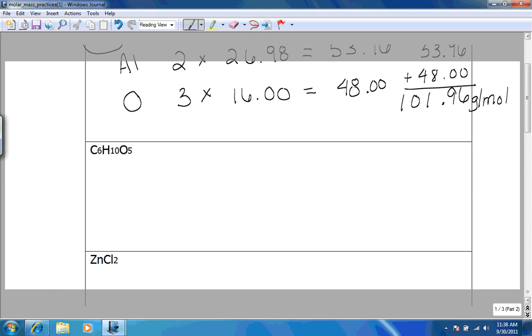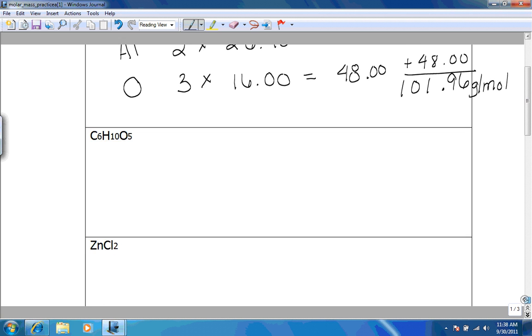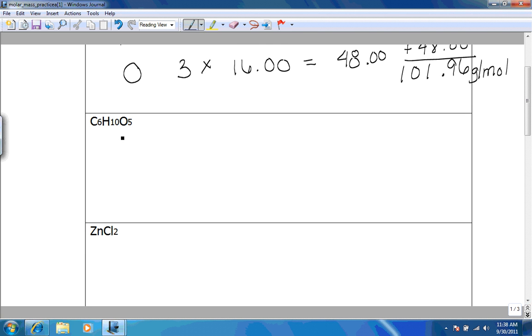Okay, question number 3 is a little bit longer. C6H10O5. So we have carbon, hydrogen, and oxygen. We have 6 carbons. So I'm going to look for carbon on the periodic table, and it's 12.01. And so I'm going to do 6 times 12.01 because there's 6 of them. And that comes out to be 72.06.